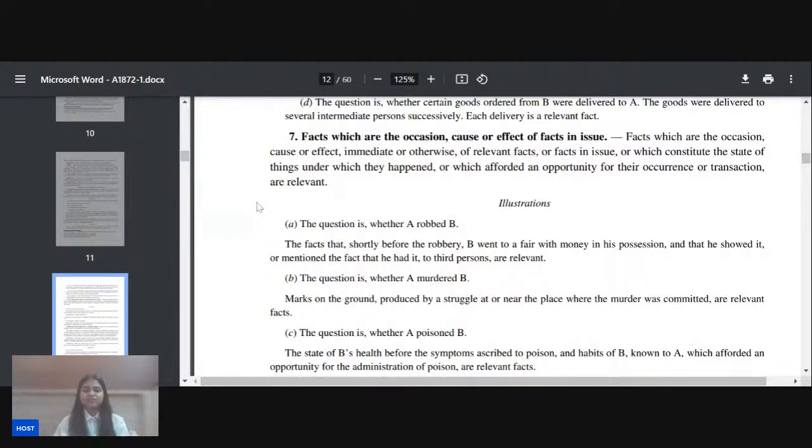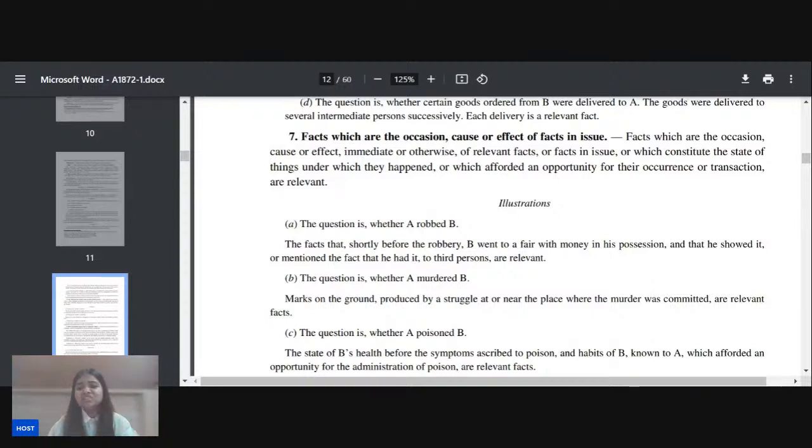Now come to section 7, facts which are the occasion, cause or effect of a fact in issue. Right. So these are the classes of fact you can see: occasion, cause, and effect, immediate or otherwise. This is what is covered under section 7, right? So if you see section 7, it is talking about what, students? Who can tell me? Section 7 is talking about occasion, cause, effect, right? Also it talks about many other things. If you go through it in detail, it talks about occasion, cause, and effect.